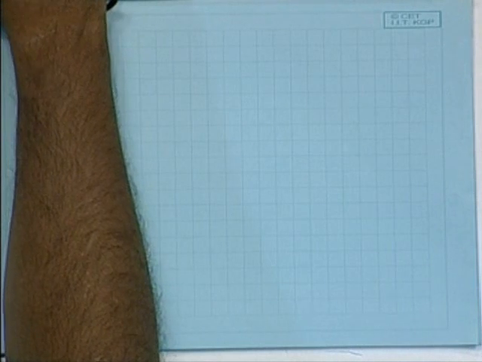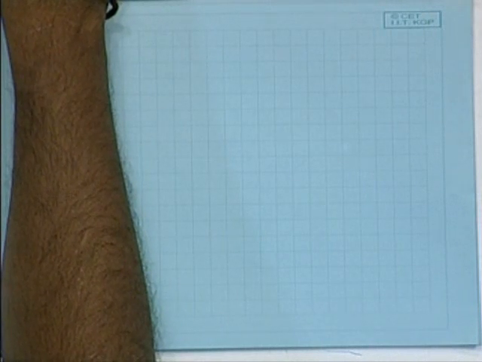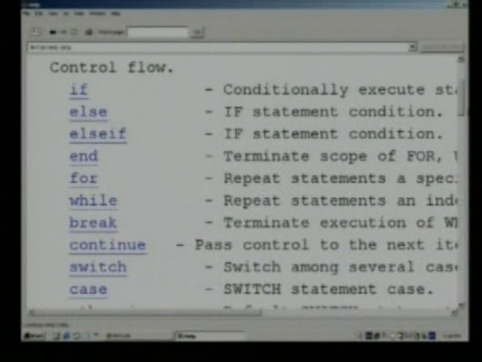If, then, else is very important: if, else, else if, and, for, while, break, continue, switch, case. These are most important. Otherwise try, catch, they are not so important. Return is not so important. Error, rethrow, they are not so important. So I am writing the control flow statements that are important here.